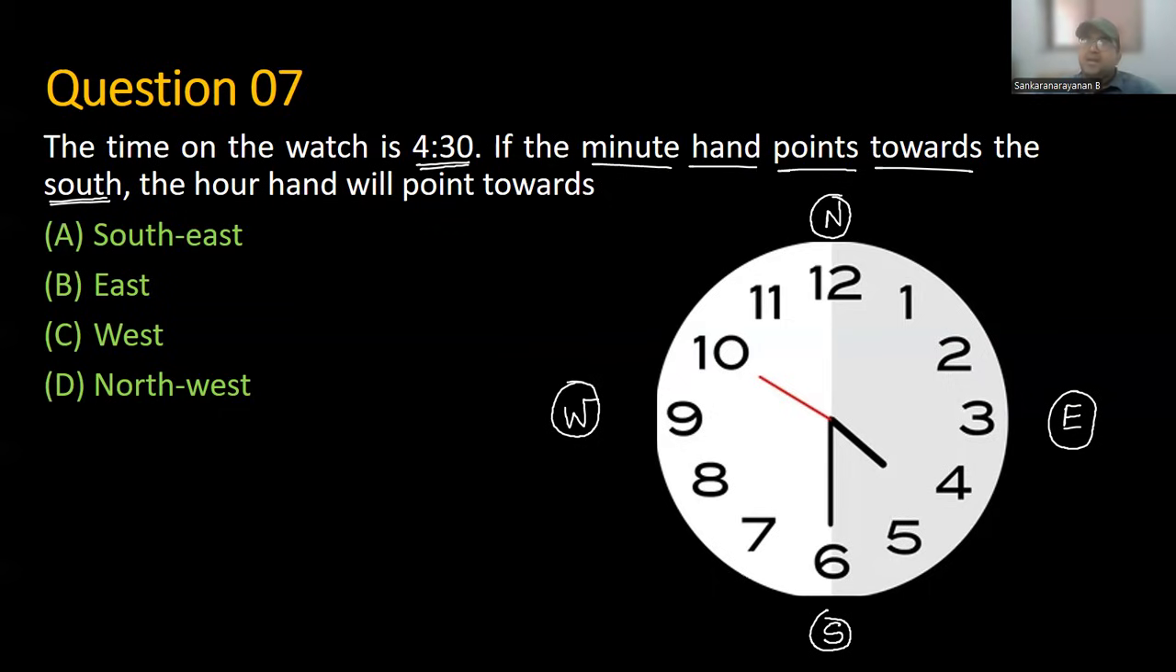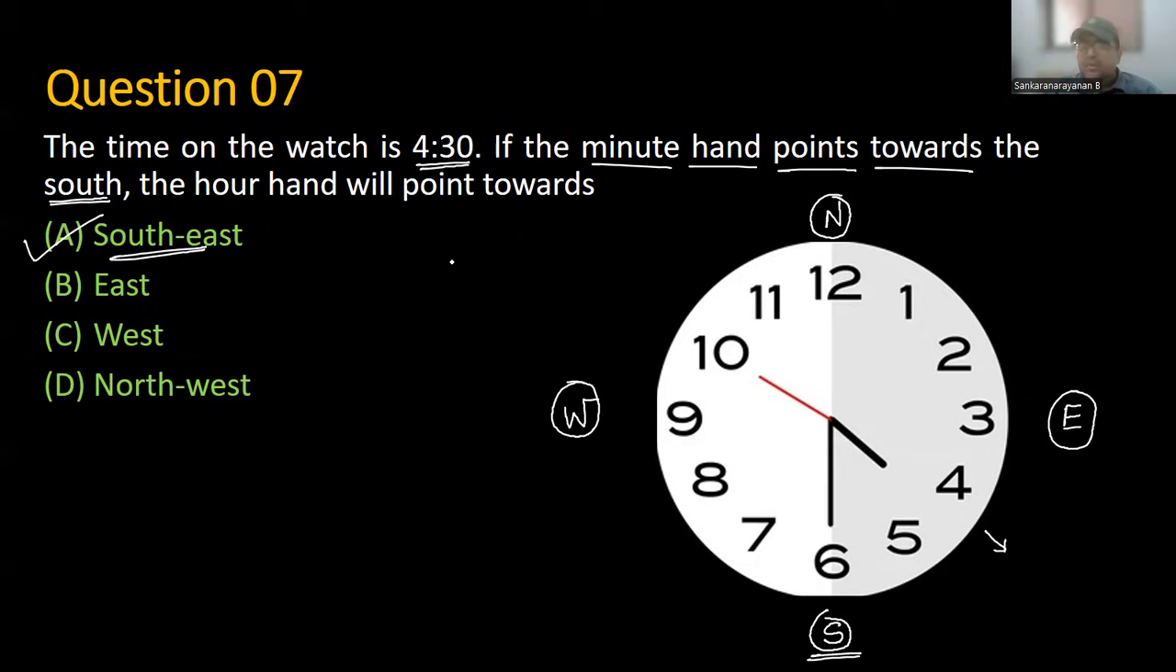All right. Now, we can see that the time is 4:30, the minute hand. You can see that it is pointing towards the south. Thus, we can see that the hour hand, as such, you can say it is pointing towards the southeast direction. Option A, it reads southeast. So that is going to be my final answer for this question.